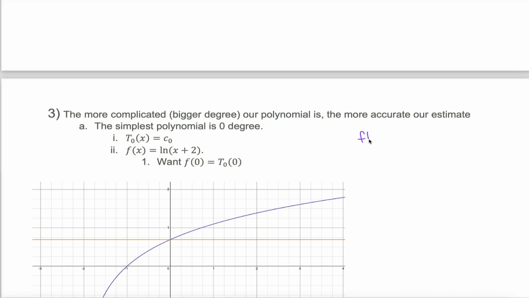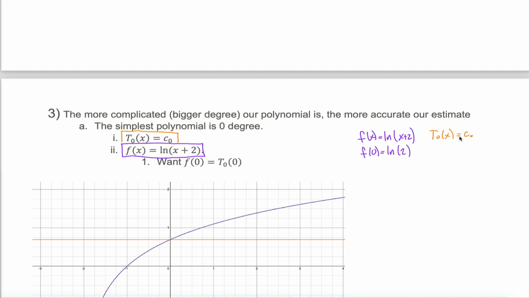So since f of x is equal to the natural log of x plus 2, I can figure out what f of 0 is equal to. It would just be the natural log of 0 plus 2, in other words, the natural log of 2. So then I come over here and consider my polynomial, T0 of x. T0 of x is just equal to some constant, C0. I want to figure out what that constant should be.